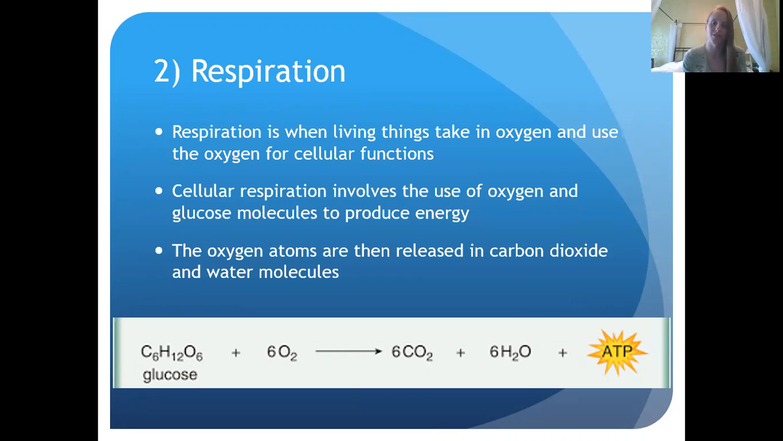Cellular respiration involves using this oxygen as well as a glucose molecule in order to produce energy. The energy is, in this case, ATP energy. That is the type of energy that can actually be used by our cells. During this process, we make carbon dioxide, which is what we breathe out during the respiration process.